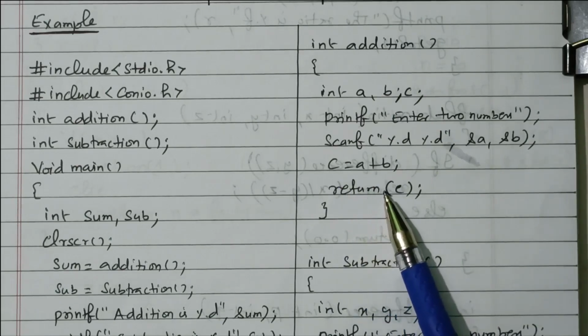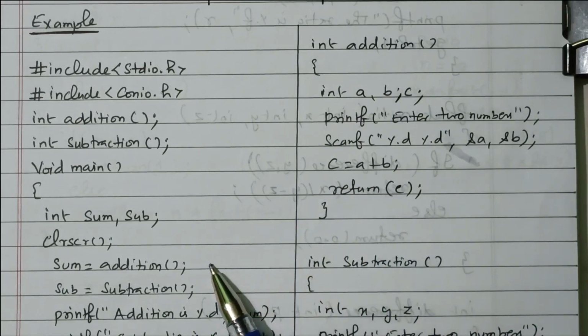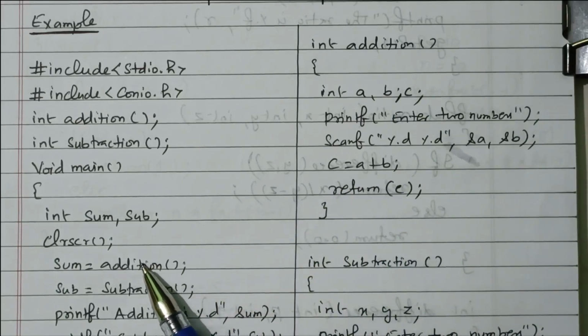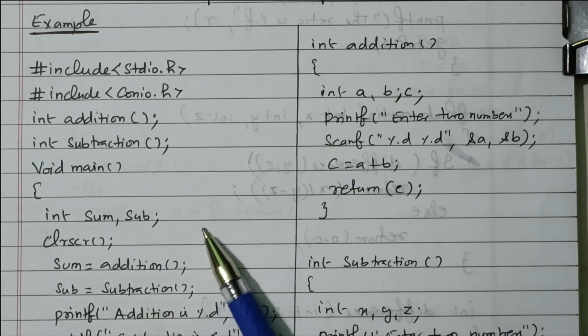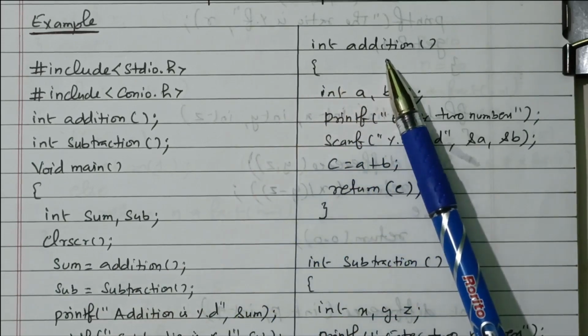Now this c is returned to the main function. Return c means the control will again transfer to this addition. The return c value is stored in sum, right? So sum equals addition means the control will transfer to the function definition.